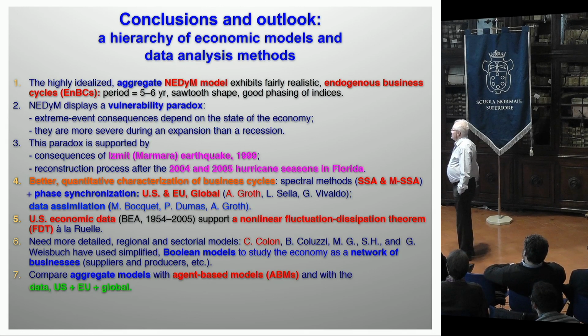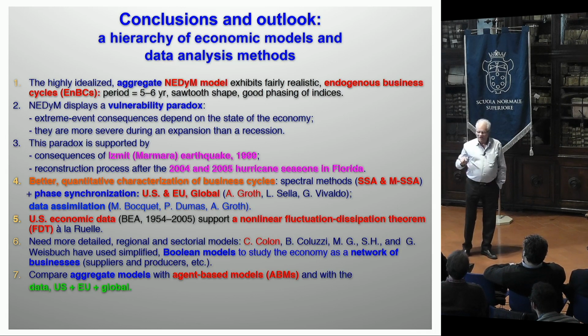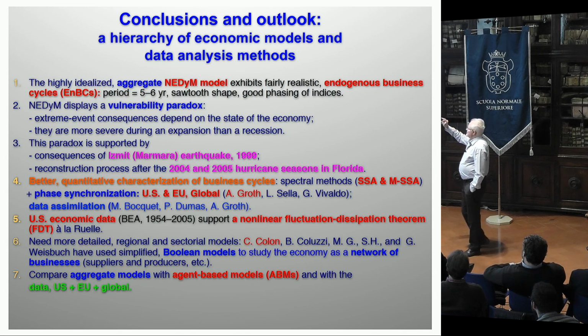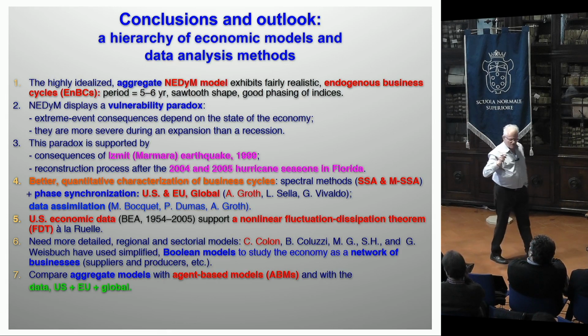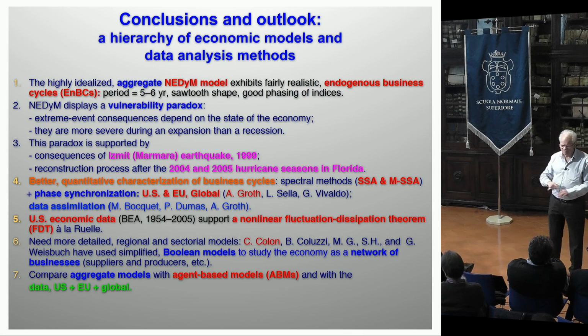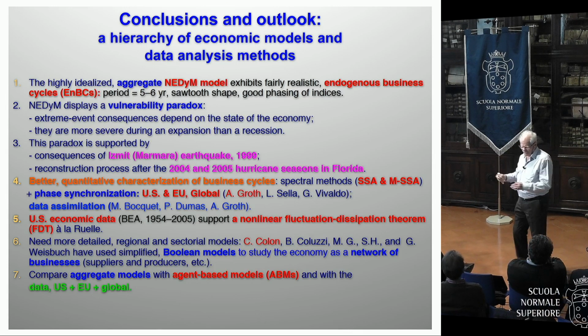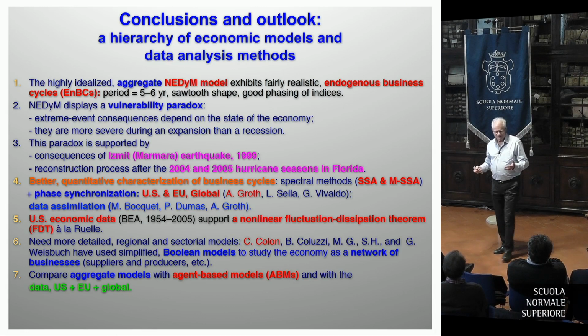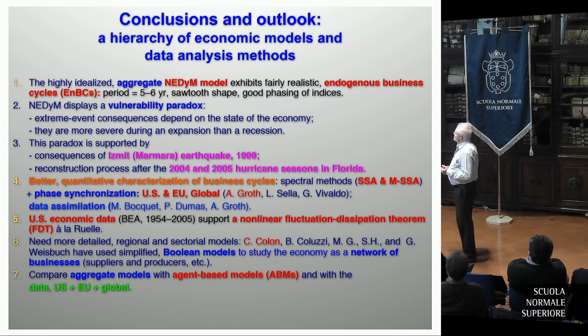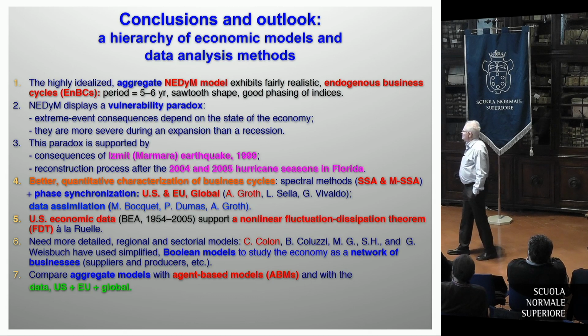It displays its vulnerability paradox: extreme event consequences depend on the state of the economy, and they are more severe during an expansion than a recession. This paradox is supported by consequences of the Izmit Marmara earthquake of 1999. There was a World Bank report. Turkey was in a recession at the time, so everything went swimmingly because all these construction firms got a lot of business. Reconstruction progress after two hurricane seasons in Florida also seems to support this.